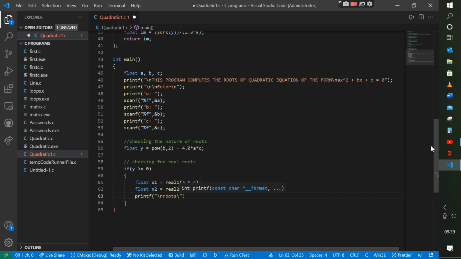Roots, and on a new line we put them. So x1 equals a floating value. We can take only 2 decimal places or 1 decimal place. Let's take 2 decimal places. And on a new line we put x2, and it's equal to that value, 2 decimal places.